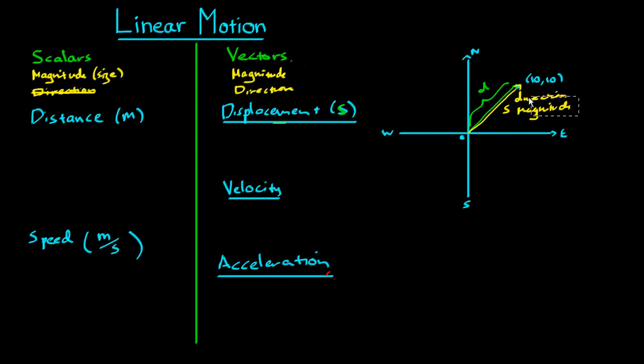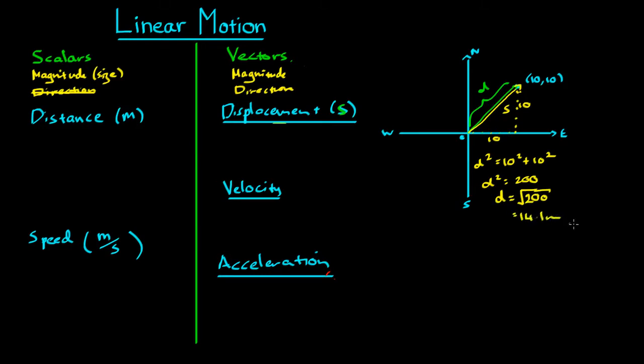If we look more closely, I have to delete this text here, at the triangle that these form, the yellow arrow forms a triangle with far side length 10 and horizontal length 10, and the length of D, well, we can follow the formula D squared equals 10 squared plus 10 squared. D squared equals 200. D equals root 200, which I think equals about 14.1 meters. So this object on the map is 14.1 meters distance from the origin, but its displacement is given by the coordinate 10, 10.